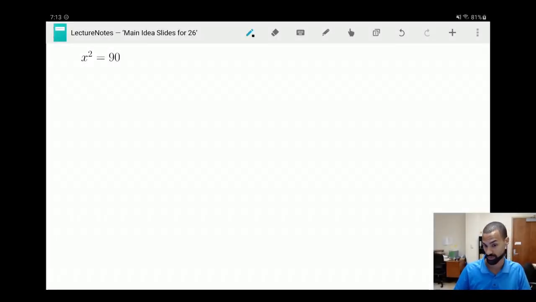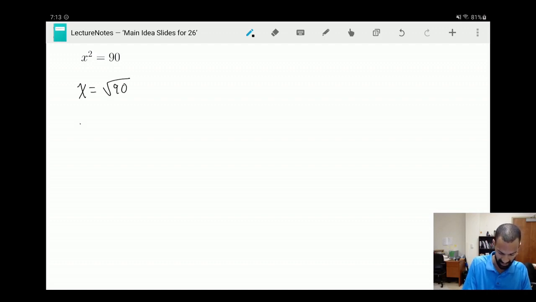x squared equals 90. Okay, so if that's the case, then x equals the square root of 90, and x equals negative square root of 90. Okay, the square root of 90 is an irrational number. So we've dealt with rational numbers, which were numbers that could be written as fractions. This is the first time we're encountering, I think, a number that cannot be written as a fraction. The square root of 90 is one of those, right?